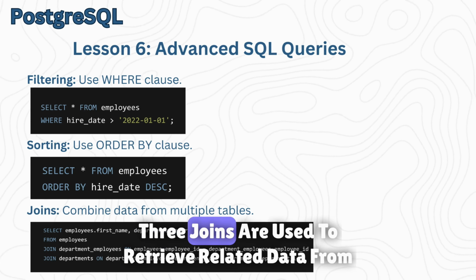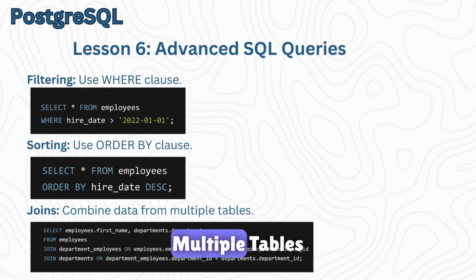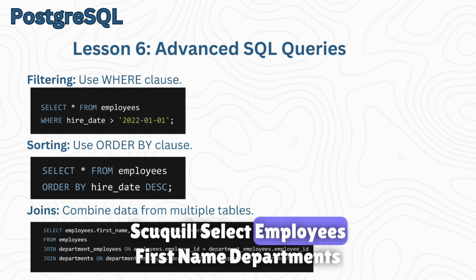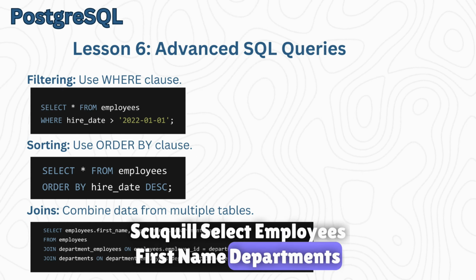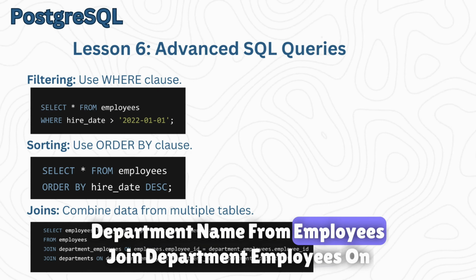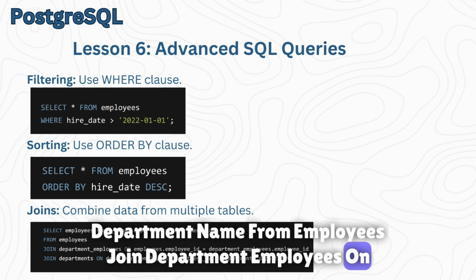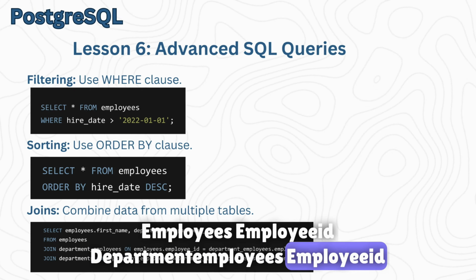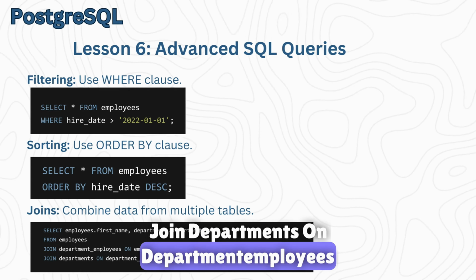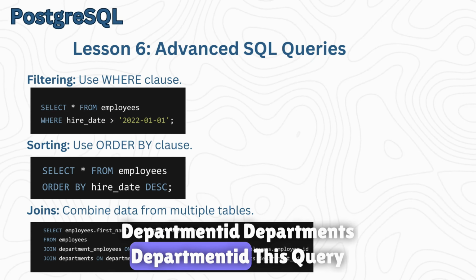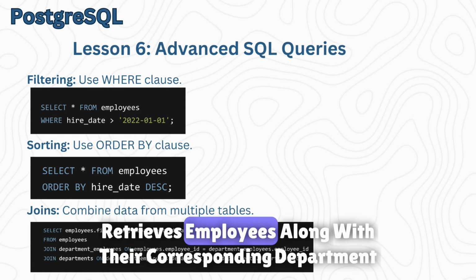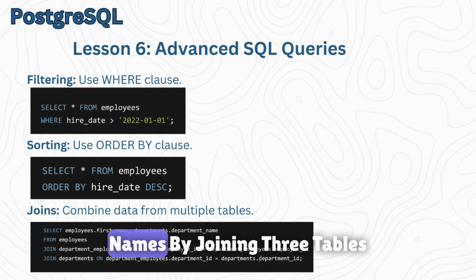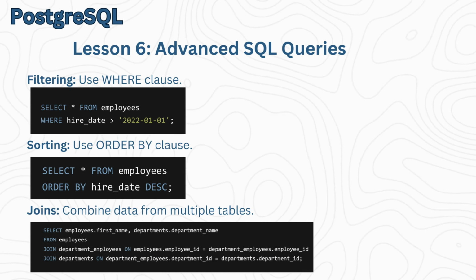3. Joins. Joins are used to retrieve related data from multiple tables. SQL: SELECT employees.first_name, departments.department_name FROM employees JOIN department_employees ON employees.employee_id = department_employees.employee_id JOIN departments ON department_employees.department_id = departments.department_id; This query retrieves employees along with their corresponding department names by joining three tables.